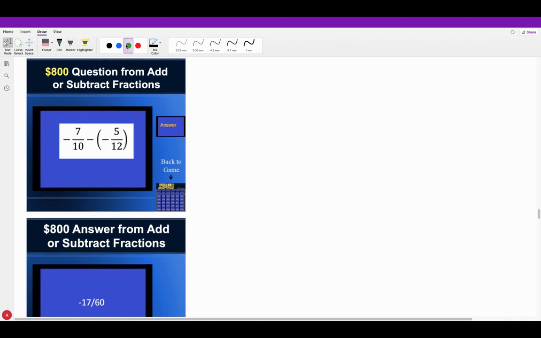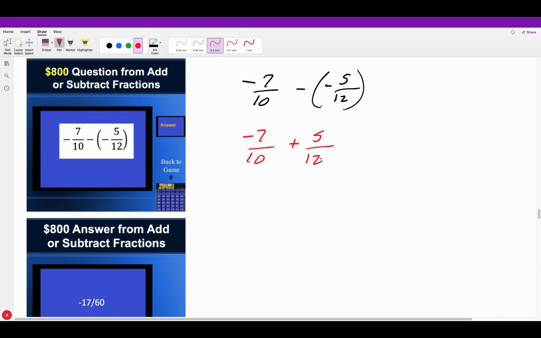All right, now this next one. This is the last one I'm going through with the fractions as well. So negative 7 over 10 minus... actually, I'm going to go over the $1,000 one as well. Minus negative 5 over 12. So the first thing you should do before you do anything with this is, minus a negative, rewrite it as what you should know, that it's actually plus. Right? So it's negative 7 over 10 plus 5 over 12.